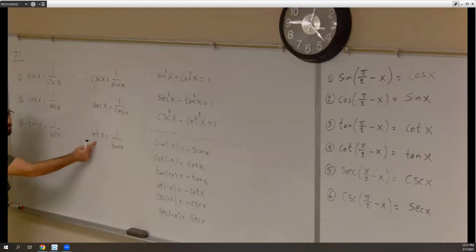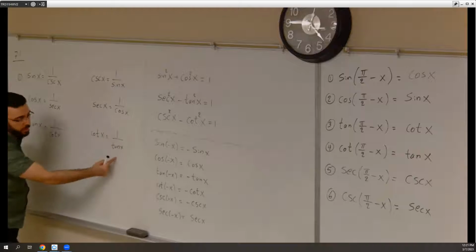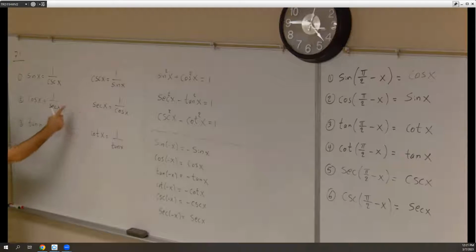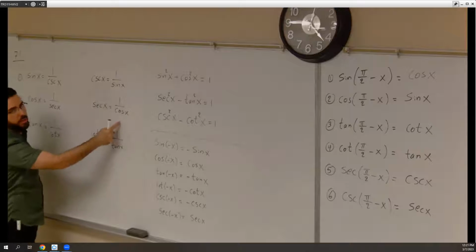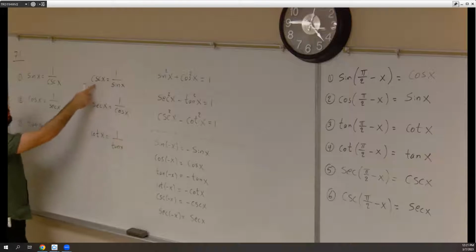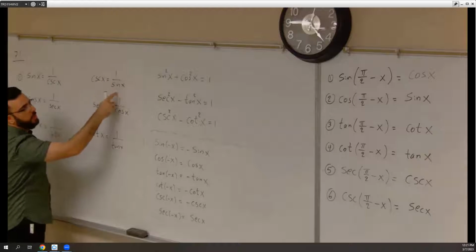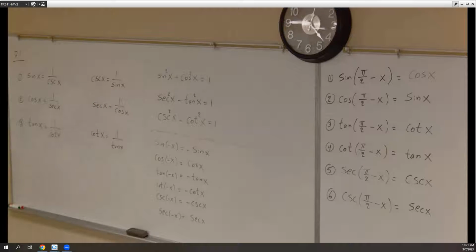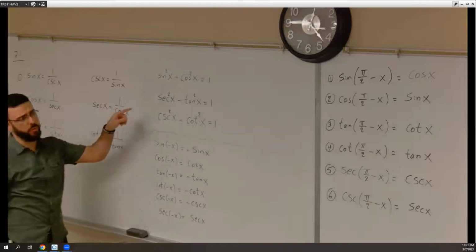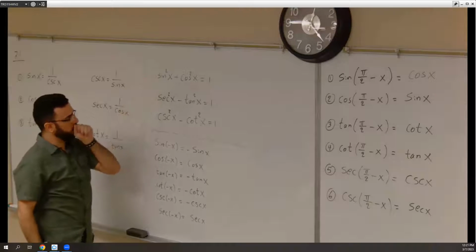Now, if you need to find the cotangent, it's going to be 1 over tangent. If you need to find the secant, it's going to be 1 over cosine. If you need to find the cosecant, it's going to be 1 over sine. So you already have these rules. Here are the important rules.